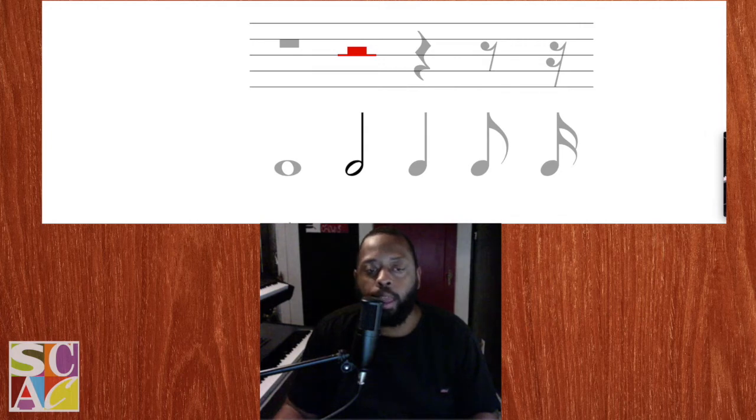Now let's take a look at the half note and its resemblance, the half rest. I want you to notice that the box is now above the line. That's the whole rest. As you can see, the box is below the line, and the half rest is above the line. Just like a whole rest receives 4 counts, the half rest receives 2 counts.